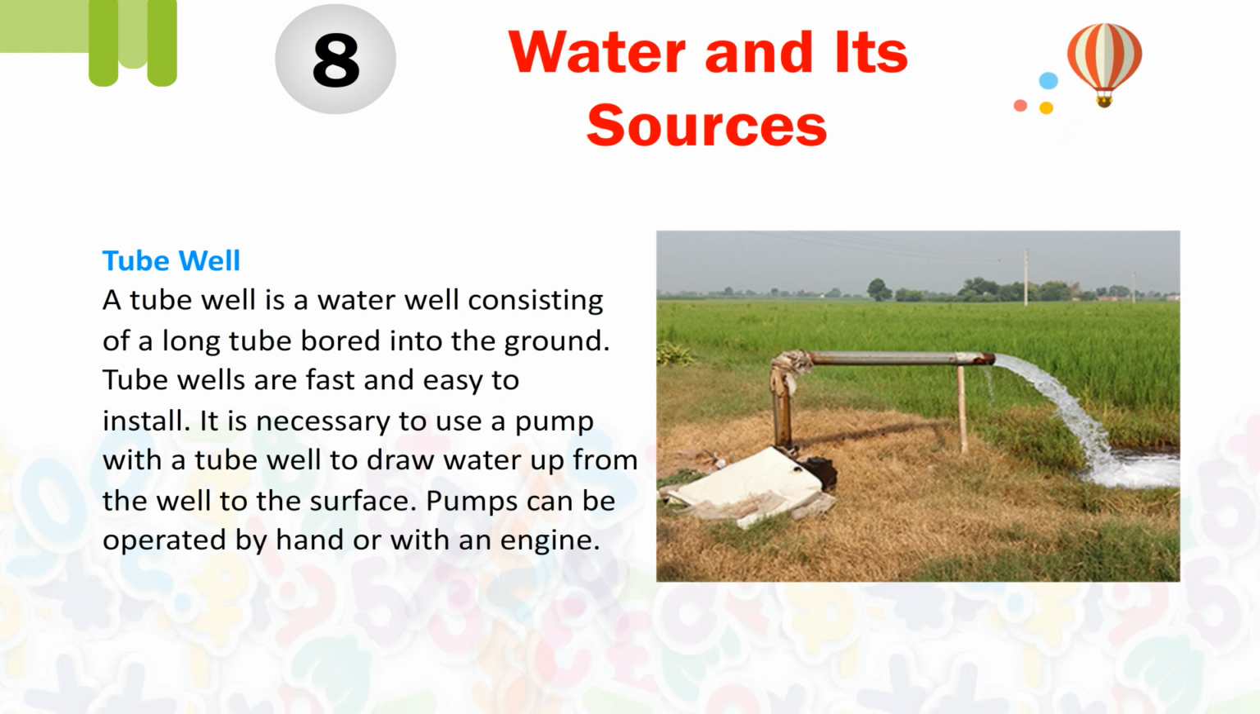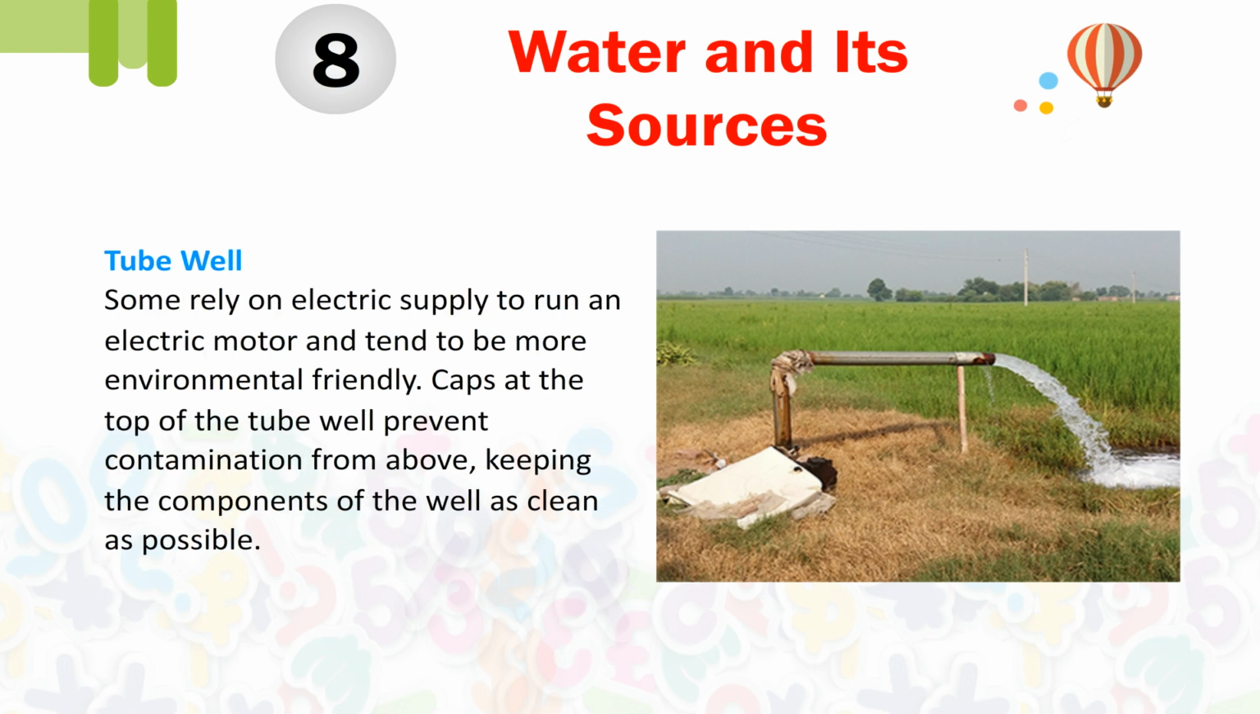Tube well. A tube well is a water well consisting of a long tube bored into the ground. Tube wells are fast and easy to install. It is necessary to use a pump with a tube well to draw water up from the well to the surface. Pumps can be operated by hand or with an engine. Some rely on electric supply to run an electric motor and tend to be more environmentally friendly. Caps at the top of the tube well prevent contamination from above, keeping the components of the well as clean as possible.